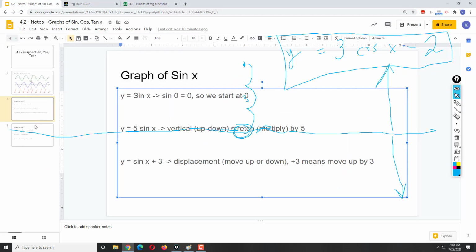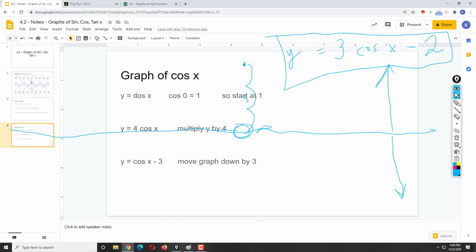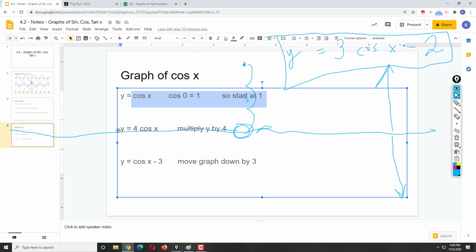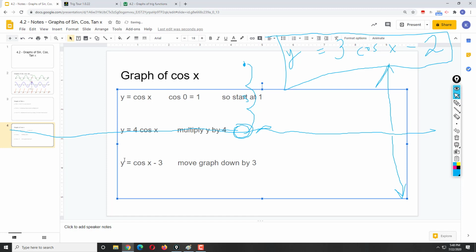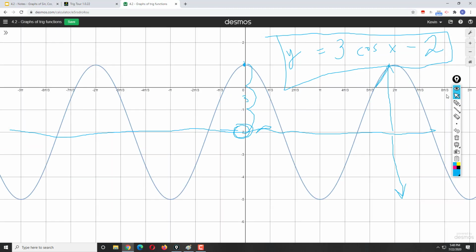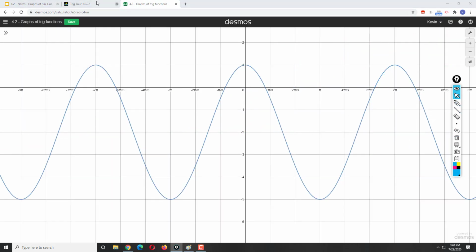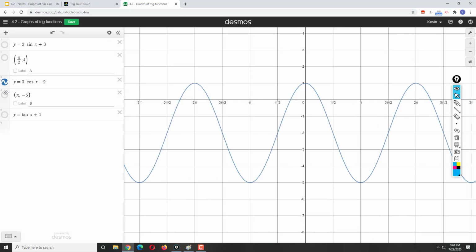To summarize with cosines, we start at maximum. Y equals 4 cosine x just means we're multiplying the y by 4. Y equals cosine x minus 3 just means we're moving the graph down by 3. Okay. One last graph.